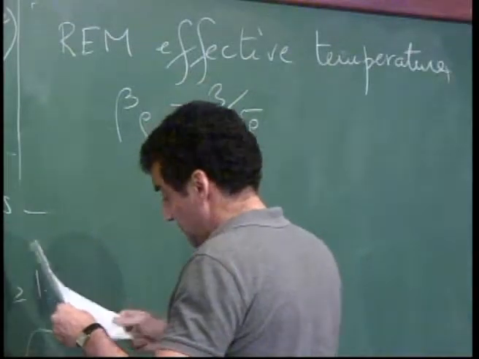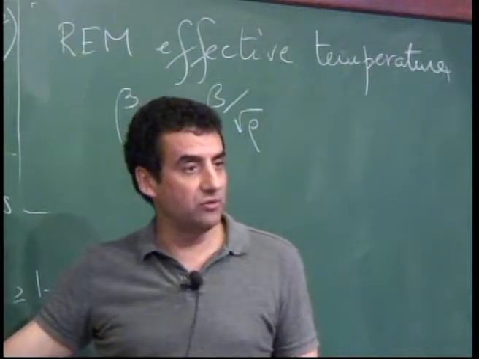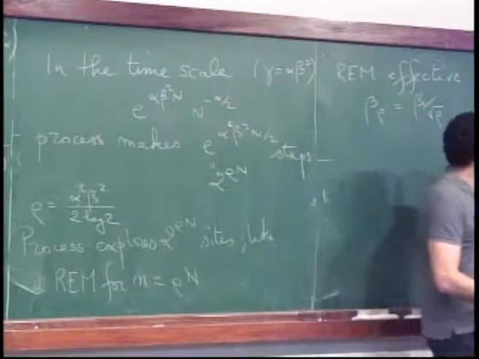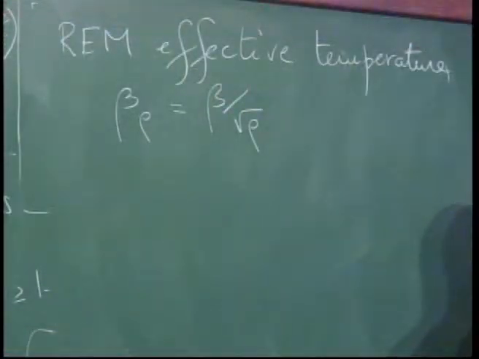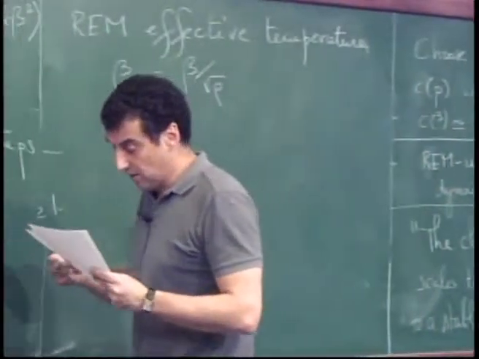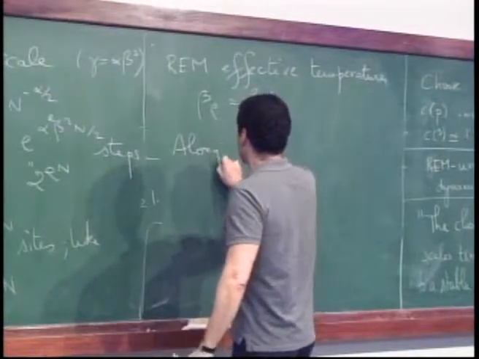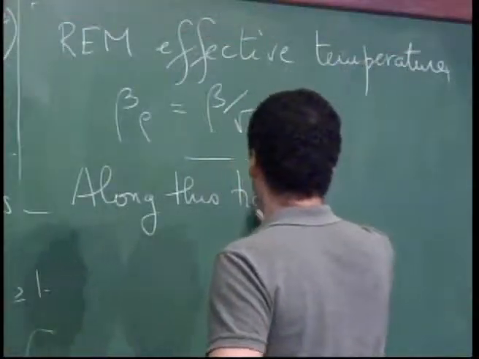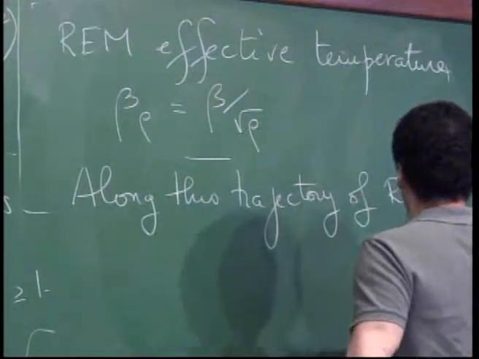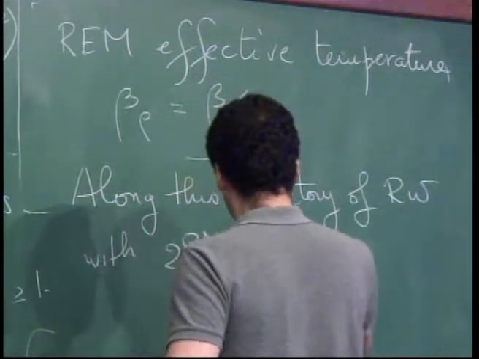And of course, this 2 to the rho n is a small fraction of my 2 to the n. So the system is really out of equilibrium. And this condition I'm saying here says that this rho is small enough. All right, and then look now along those paths, along this trajectory of the random walk with 2 to the rho n steps.